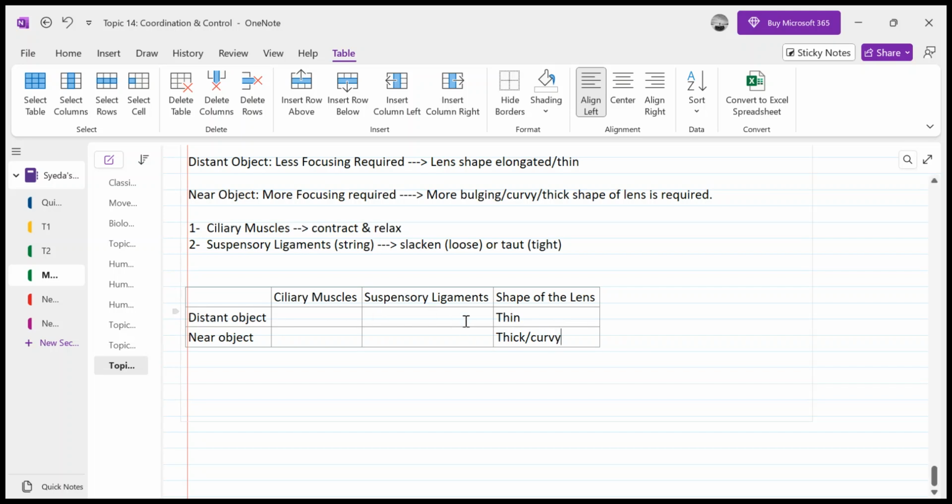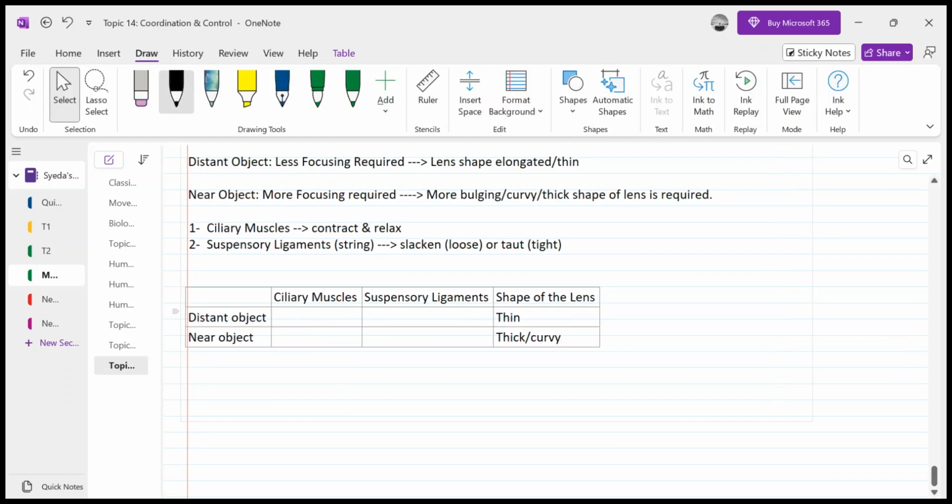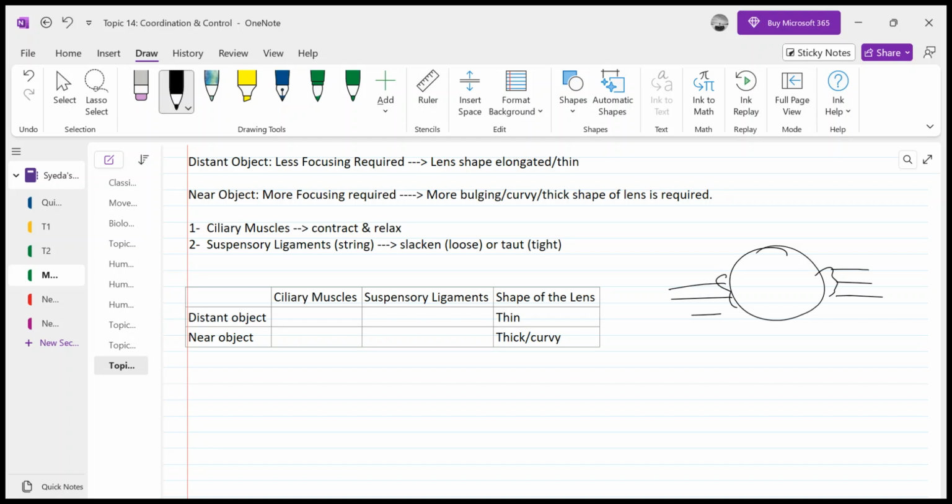So what happens for making the lens thin? For example, if you have a fully inflated balloon, and this balloon is tied with strings which are elastic. If you stretch these elastic strings, the balloon will become like this. And whenever you loosen them, the balloon will become again like this. So the same is happening with the lens.